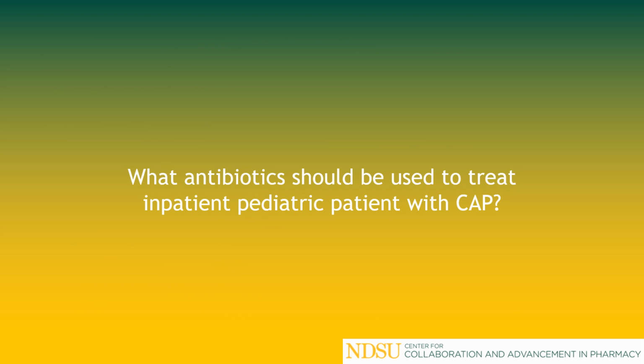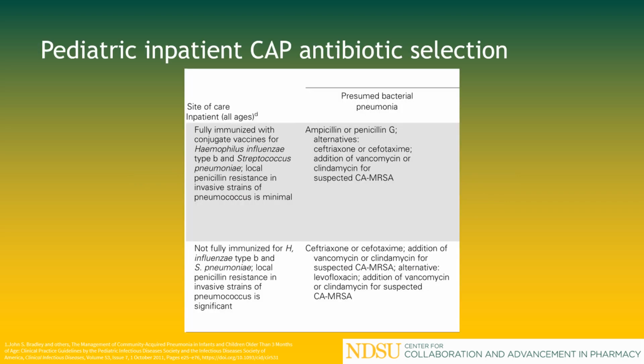Our next question is, what antibiotics should be used to treat inpatient pediatric patients with community-acquired pneumonia? Pediatric inpatient community-acquired pneumonia patients that are fully immunized with conjugate vaccines for Haemophilus influenzae type B and Streptococcus pneumoniae, when local penicillin resistance in invasive strains of pneumococcus is minimal, can be treated with ampicillin or penicillin G, or alternatively ceftriaxone or cefotaxime in addition to vancomycin or clindamycin for suspected MRSA.